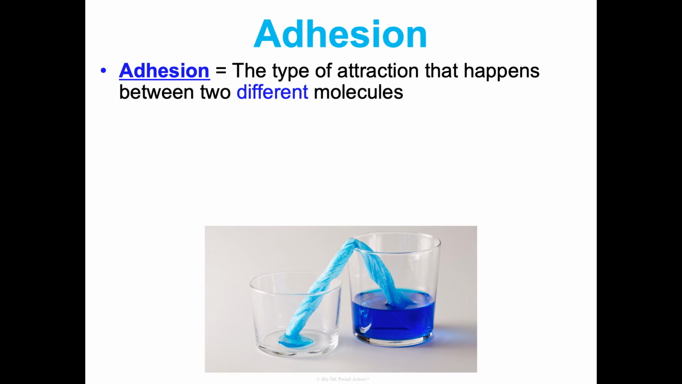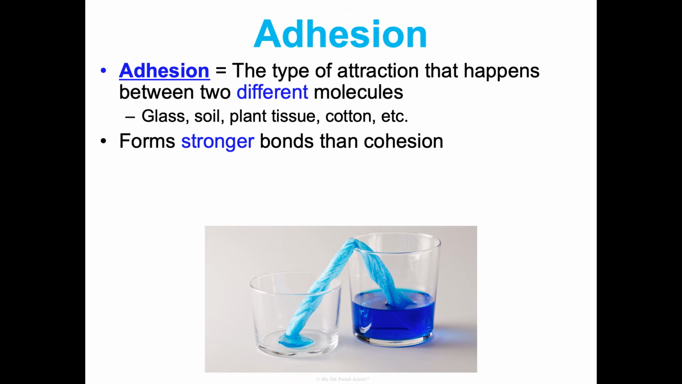Adhesion is a type of attraction that happens between 2 different molecules, like water and glass, or water and soil, or like we saw in the last picture, water and the cobweb or spider web. We can see it here as the water is pulled up the paper towel from one cup into another, because it's attracted to the other material and the other molecules. This is a stronger bond than cohesion, and it does some pretty cool things.